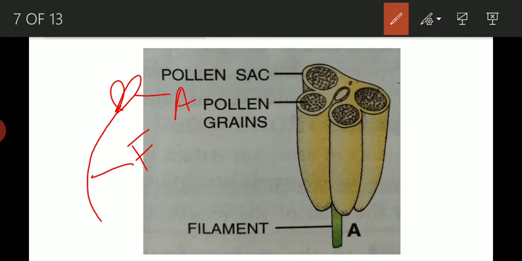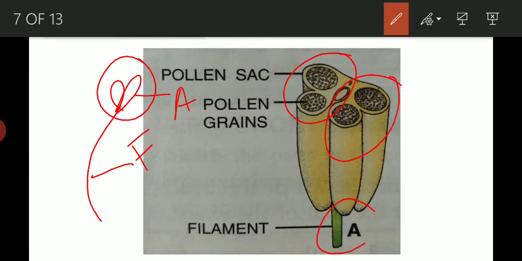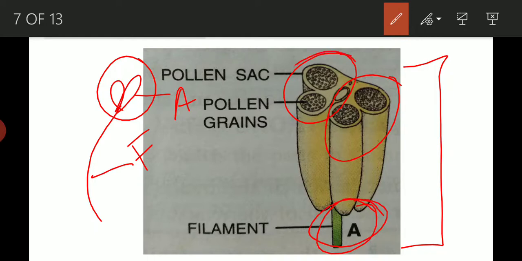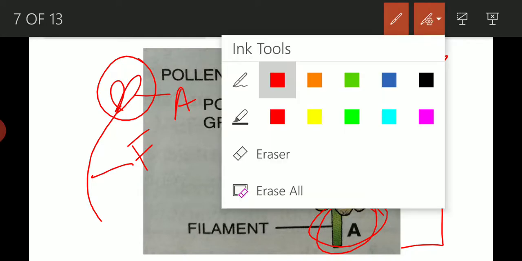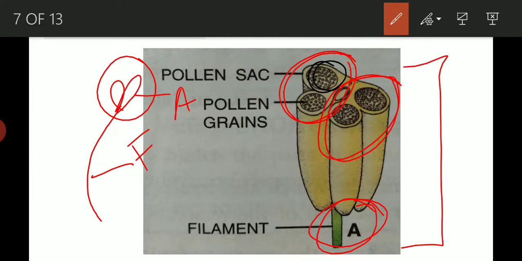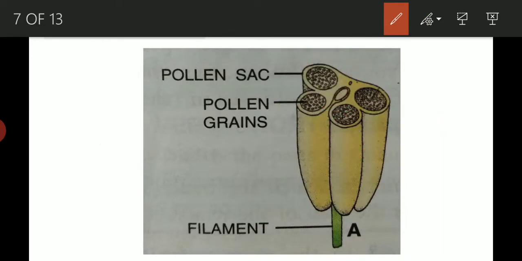Now in the anther, two lobes are present. These are the two lobes, one lobe and the second lobe, and this is the filament. This is the total structure of one stamen. So again, each stamen consists of a filament and an anther containing two lobes. Now each lobe has two pollen sacs. This is one sac, this is another sac. So there are a total of 4 pollen sacs. And inside these pollen sacs, pollen grains are present.